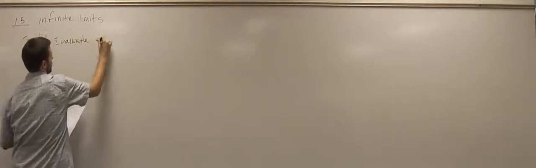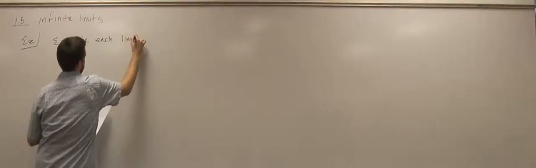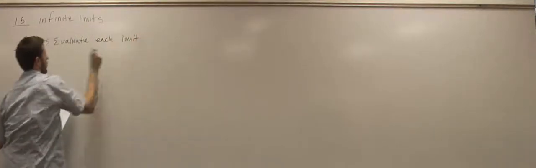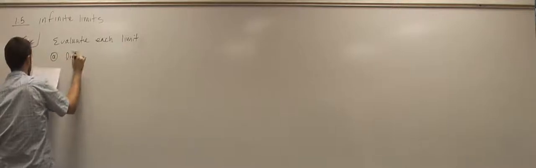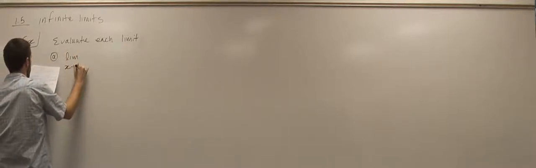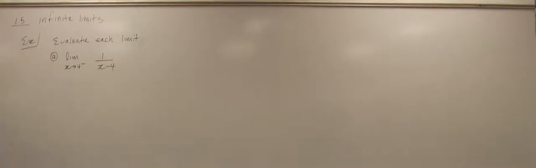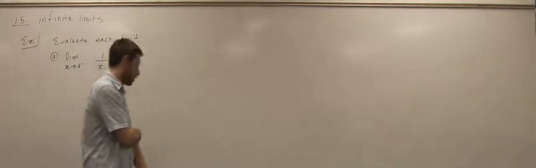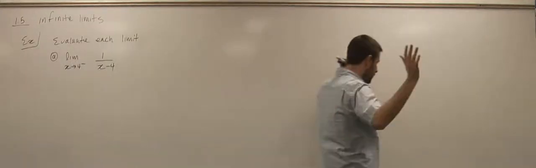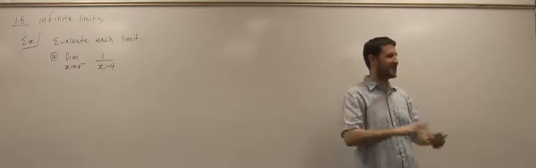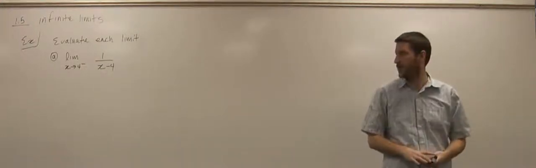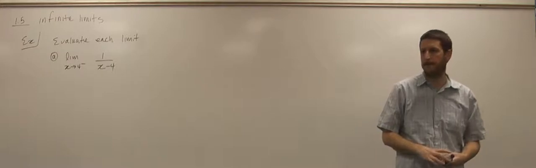evaluate each limit. I can give you the limit as x goes to 4 from the negative of 1 over x minus 4. How do you figure out what this is? First step, if you have no clue what to do on anything, ever in this class, the first step is probably to try to plug in 4. So what happens when you plug in 4?